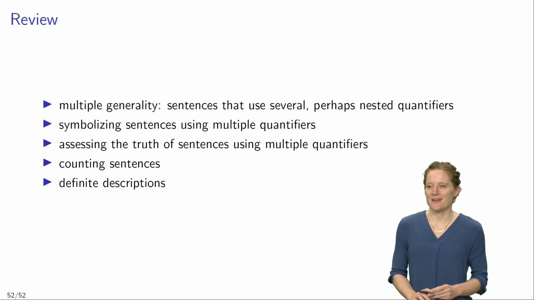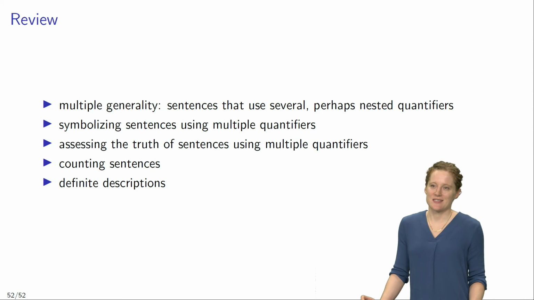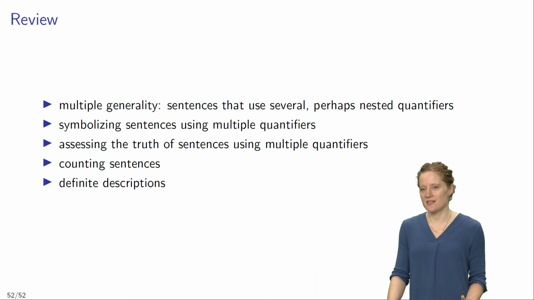Okay, what have we done today? The main topic today was multiple generality, which refers to sentences that use several, perhaps nested quantifiers. And we talked about symbolizing such sentences that use multiple quantifiers in FOL. And we also talked about how you can assess the truth of sentences using multiple quantifiers using the substitution method. And then we discussed two important applications of multiple generality, first to counting sentences and then to definite descriptions.